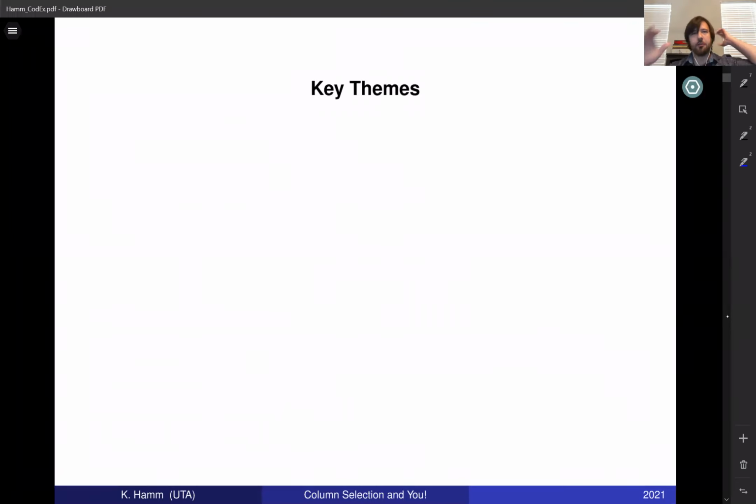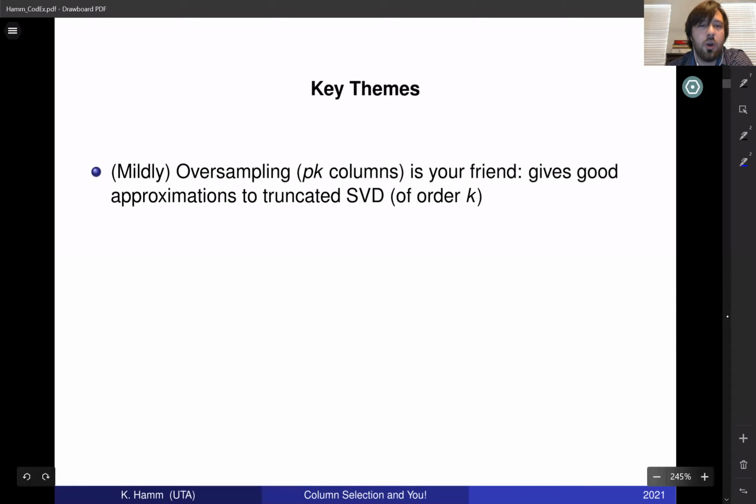So here are some key themes if you ever start to look into column selection. Here are just a few takeaways that I've gained over the years of delving into this. A lot of these will be highlighted a bit later. The first key theme is something that we're all familiar with from our signal processing background. Oversampling columns can be your friend, and it gives you very good approximations to the truncated SVD. I'll make this a bit more precise later, but if I have some oversampling factor P, and I sample P times K columns, I can approximate the truncated SVD of order K.